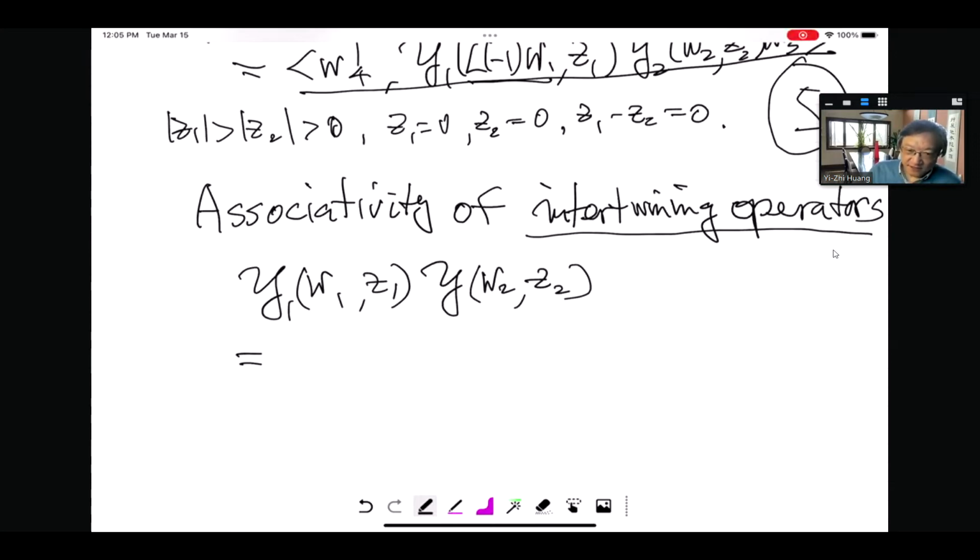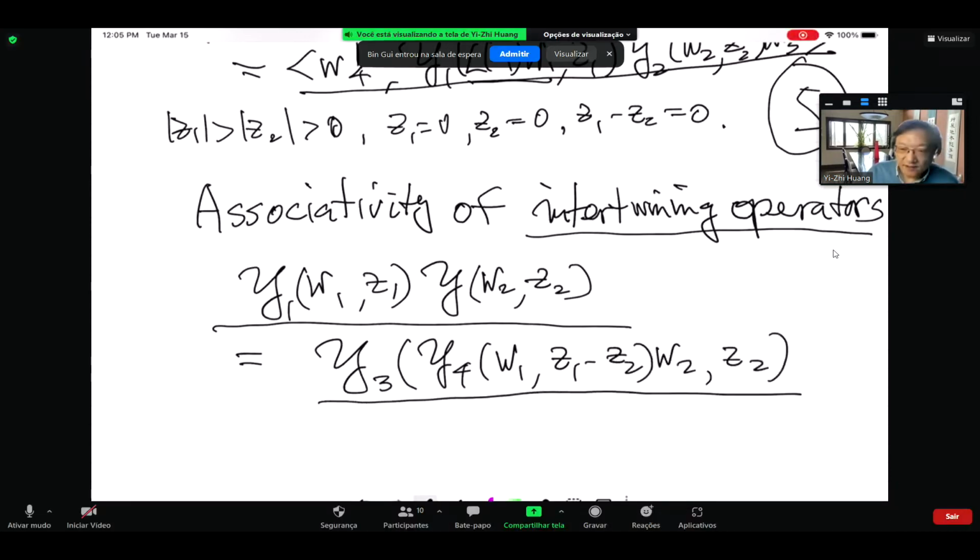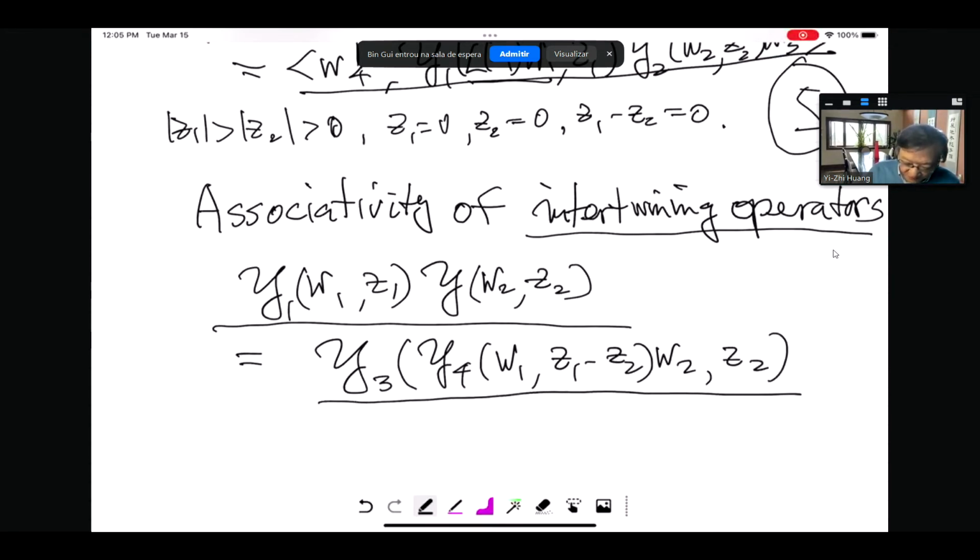The main thing that I want to emphasize is that after you prove the products are convergent, we can also prove the iterate. So if you have two intertwining operators Y3, Y4, applied to w1, z1 minus z2, and w2, z2, we can also prove that this iterate is also absolutely convergent, but the convergence region is z2 bigger than z1 minus z2. So this can be derived from the convergence of the product.